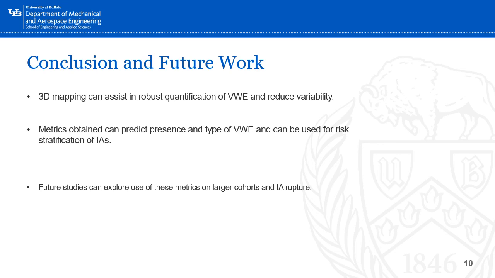So to conclude, we observe that 3D mapping can assist in robust quantification of vessel wall enhancement and also reduce variability among clinicians. We also showed that metrics obtained from our 3D mapping pipeline can also be used for risk stratification of IAs and prediction of presence as well as type of vessel wall enhancement. Future studies can explore using this pipeline and these models to study on larger cohorts and use aneurysm rupture as the label.